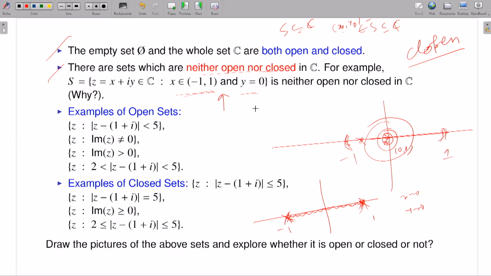So again, draw a picture. So I have this set. This is my minus 1, this is my 1. So what is the complement? The complement is all points in the complex plane except this portion.